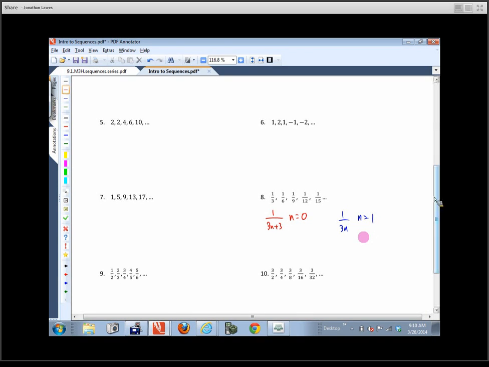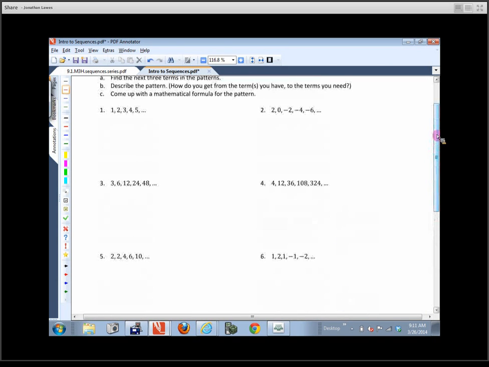How about this one right here? What could our formula be? N plus 1. If that's the case, what do we need to start n with? N would have to start at 0. Is there another one we could use? Okay, it could just be n, in which case n would start with 1.